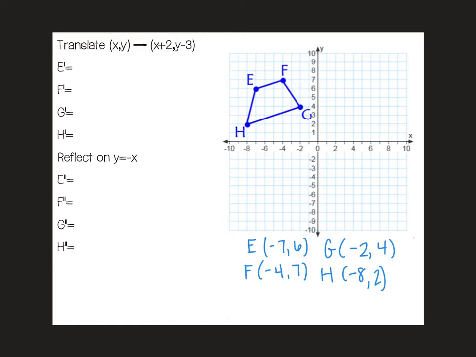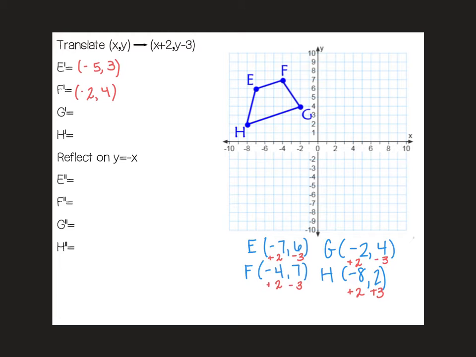When I translate, remember I can either put my pencil on the point and count, or I can go through and actually do the addition or subtraction. So I'm going to just do this algebraically so that I don't have to graph. So for E prime, negative 7 plus 2 is negative 5. 6 minus 3 is 3. For F prime, negative 4 plus 2 is negative 2. 7 minus 3 is 4.